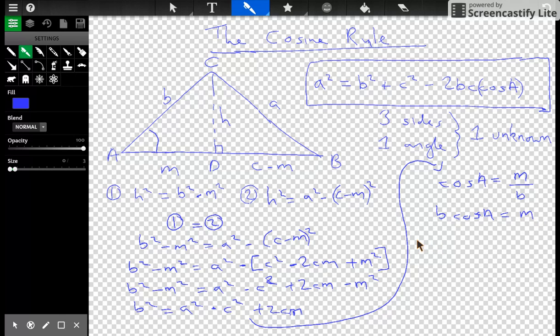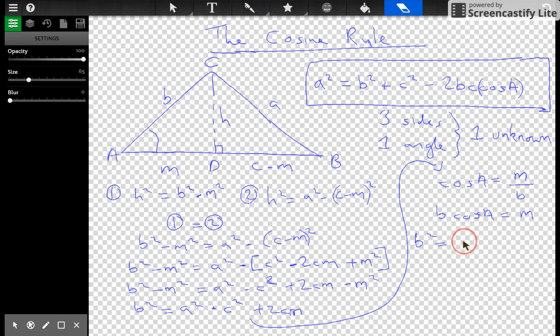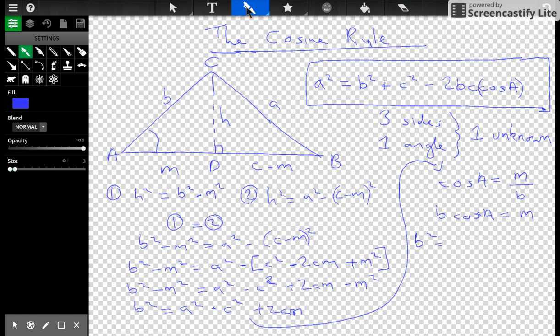So subbing into our equation down here, we've got B squared equals A squared, sorry. I'll just rub that out so it's a bit clearer. B squared equals A squared minus C squared plus 2 times C, I've written this a longer expansion, times you're subbing in what value you have here for M. So you got B cos of A.